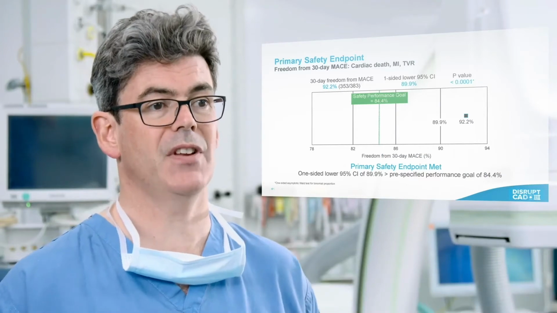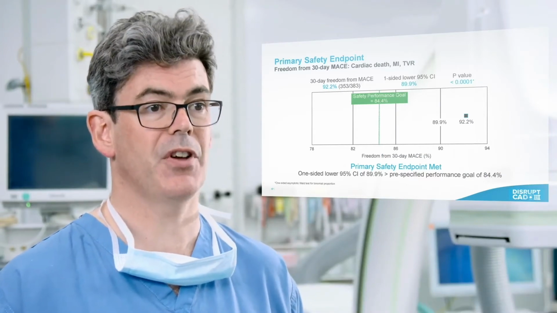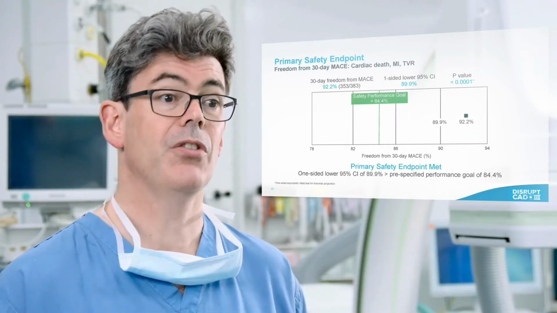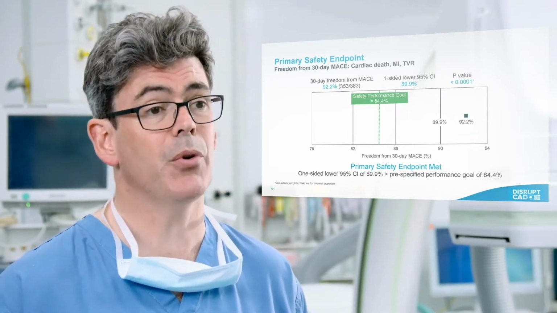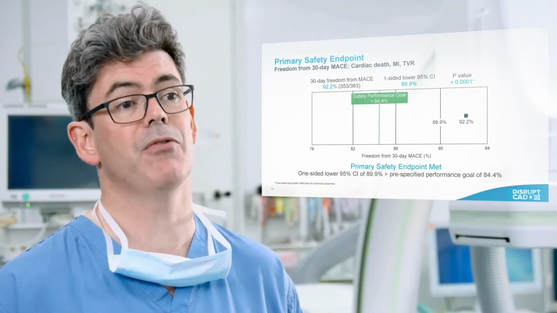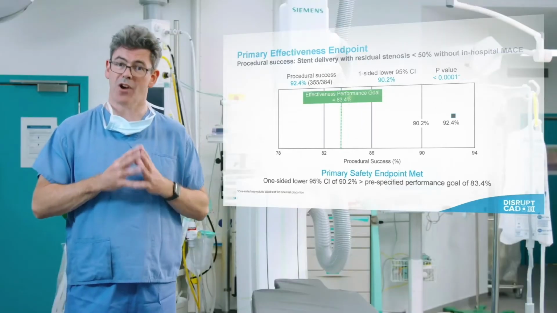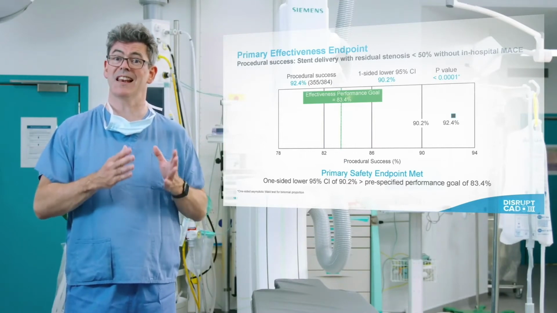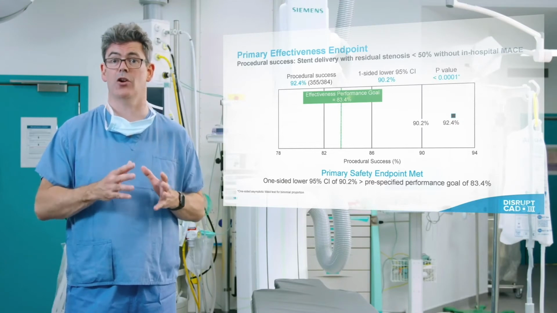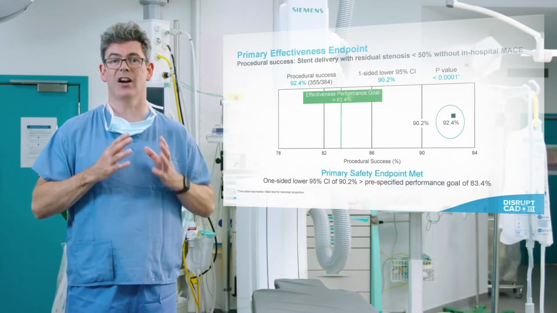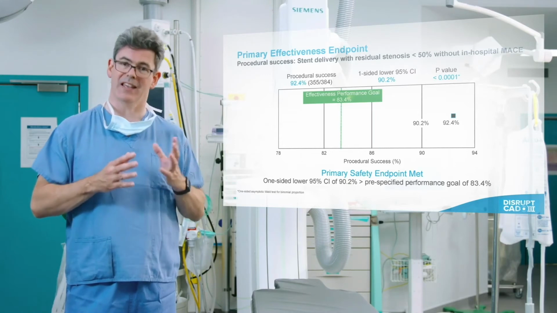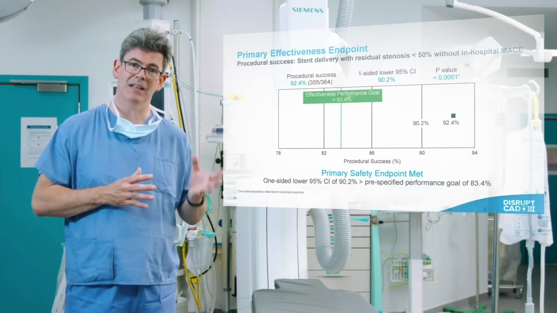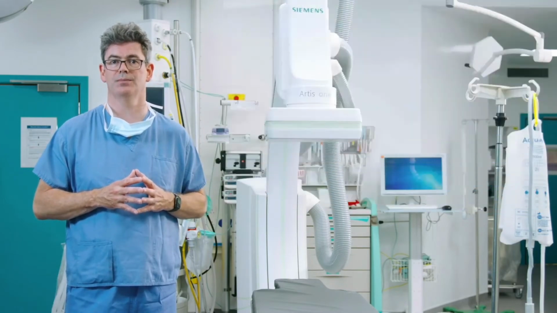The primary safety endpoint, freedom from 30-day MACE, was observed in 92.2%. The lower confidence boundary of 89.9% meets the safety performance goal. The primary effectiveness endpoint, stent delivery with residual stenosis less than 50% and no in-hospital MACE, was observed in 92.4%. Again, the lower confidence boundary of 90.2% meets the effectiveness performance goal.